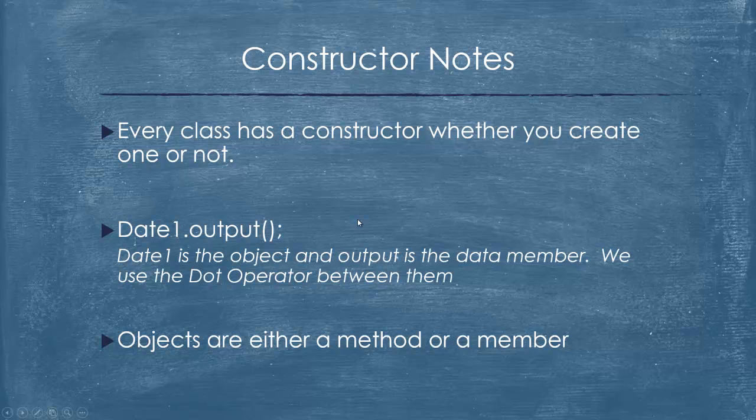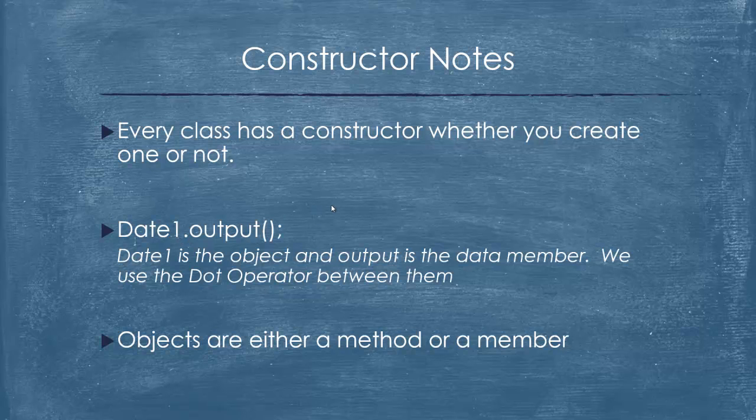All right, when we see code like this, date1.output, date1 is the object. Remember, your variables can be objects or they can be members. And then this is what they call the dot operator. And then we have the data member. Remember, output says, hey, call this function output. But we call that the data member because it's going to give us the data to put in there, or it's going to do something with the data. So make sure you're good with the terminology. Object, dot operator, and then data member.